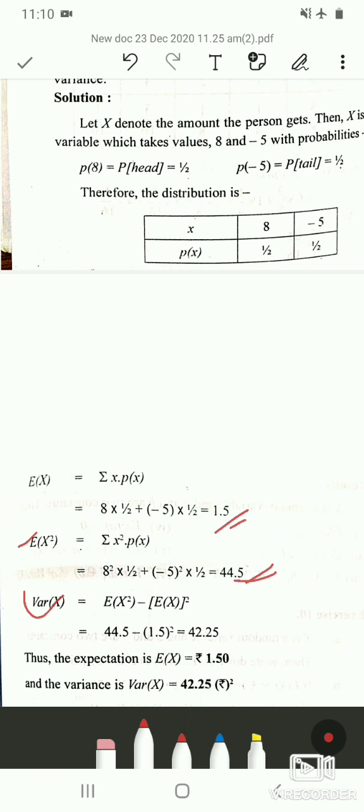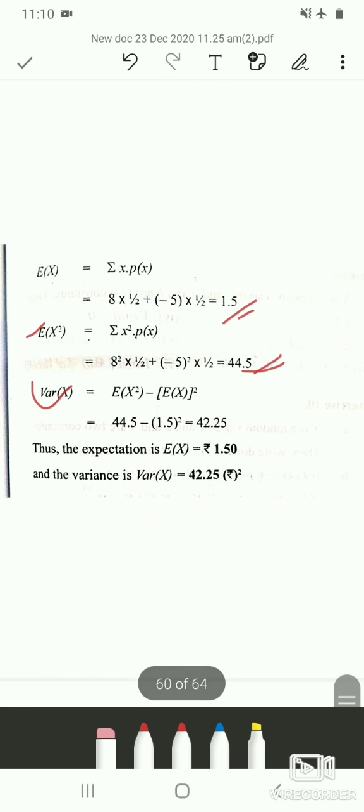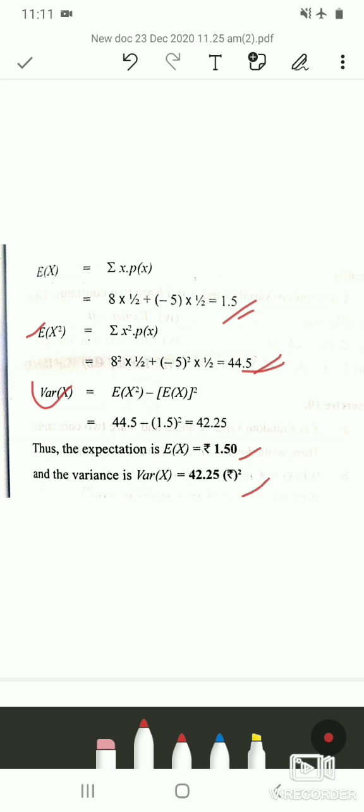So therefore variance of x would be expectation of x square minus expectation of x the whole square, that is 44.5 minus 1.5 whole square, which is 42.25. So therefore expectation is rupees 1.5 and variance is 42.25 rupees square.